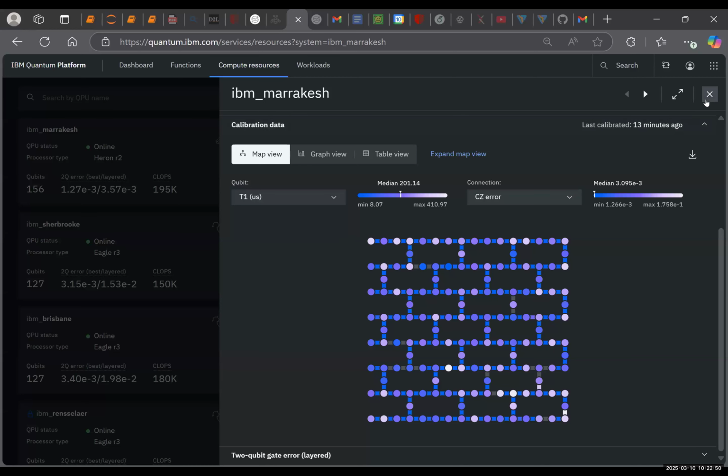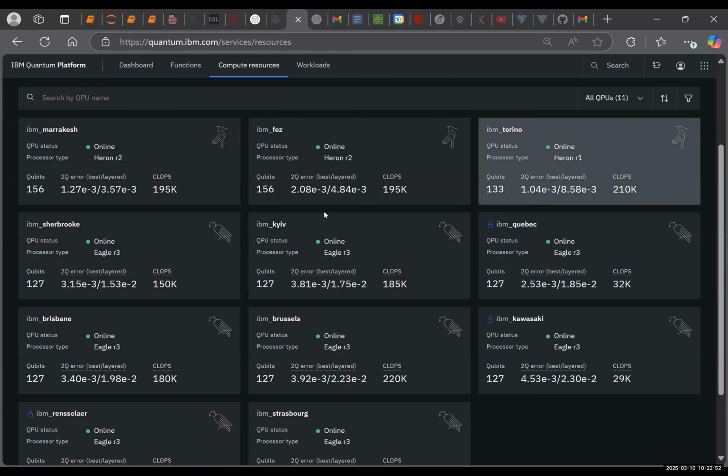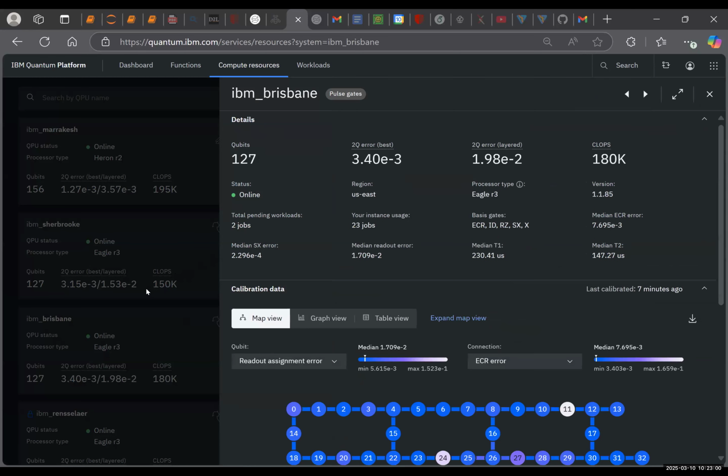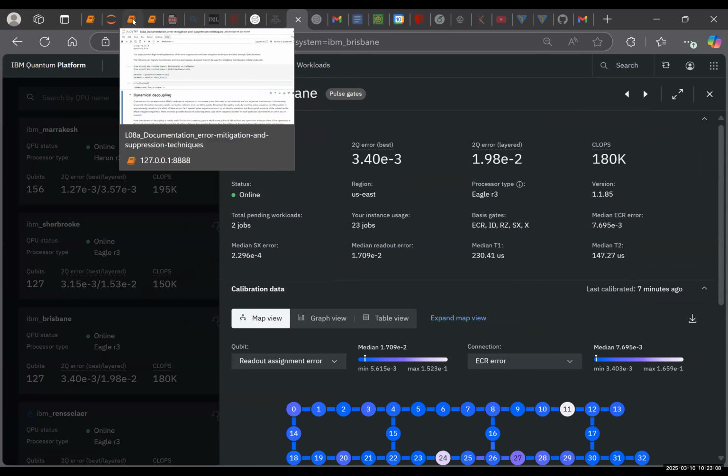You can actually go to the web and see Brisbane. It will show you how many jobs are queued. Okay, there are two jobs, so you can actually run this and you'll be able to run it very quickly. Okay, let's go back.